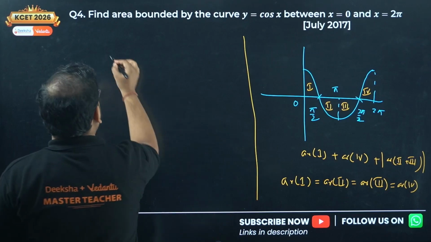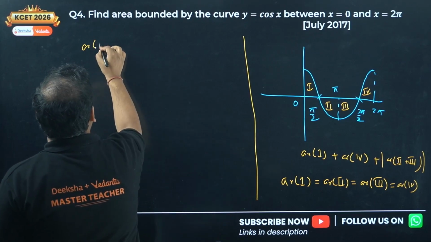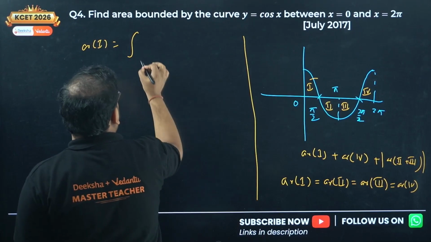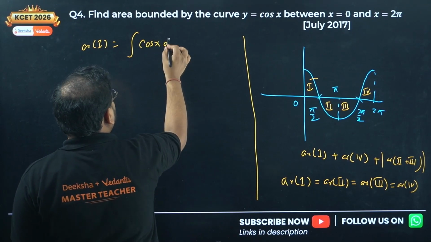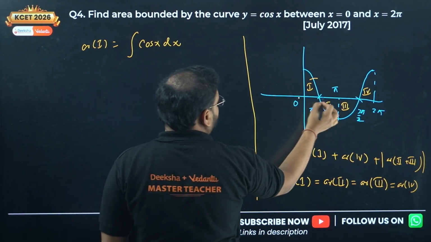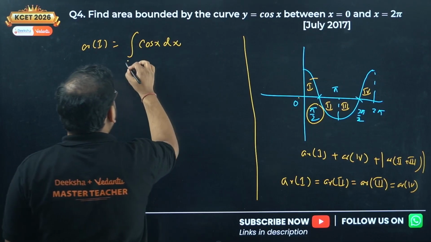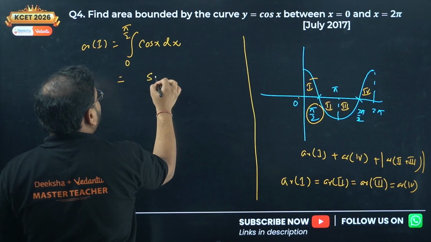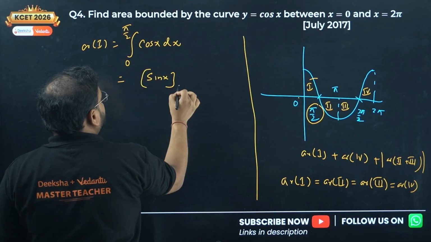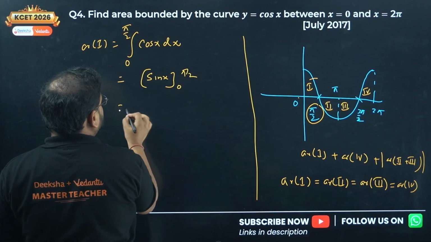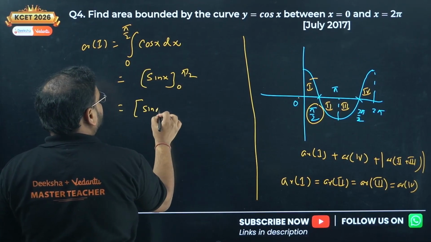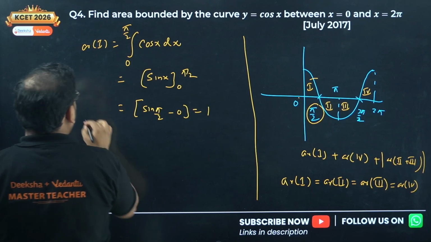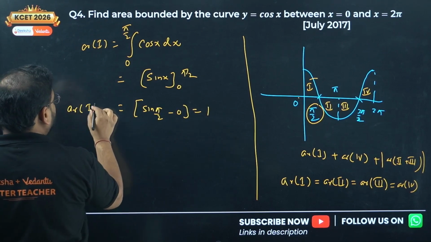Yes, let's try that. So I'll get area of part 1 as integration of what? The function here is what? The cos x. So cos x dx, the limit you check, 0 to pi by 2. I'll get integration as sin x from 0 to pi by 2. Value you check now, sin pi by 2 is 1 and sin 0 is 0. So 1 is the answer for area of part 1.